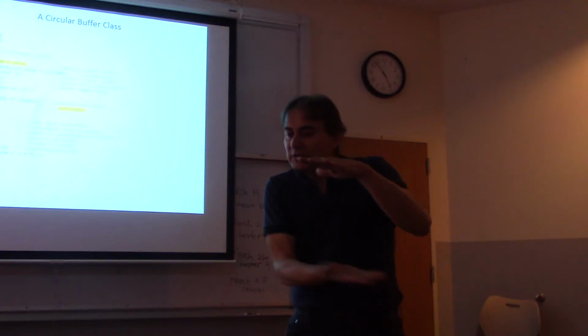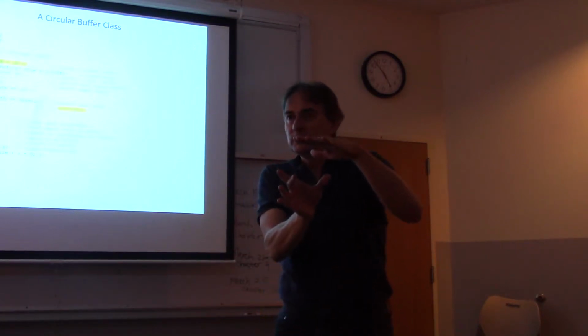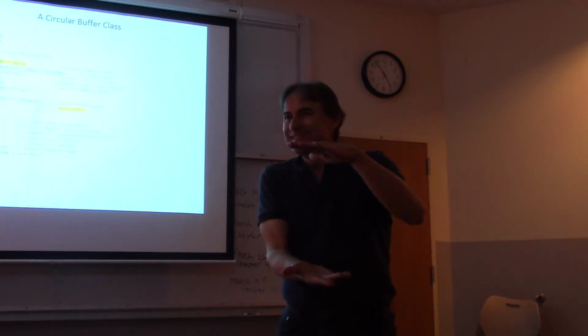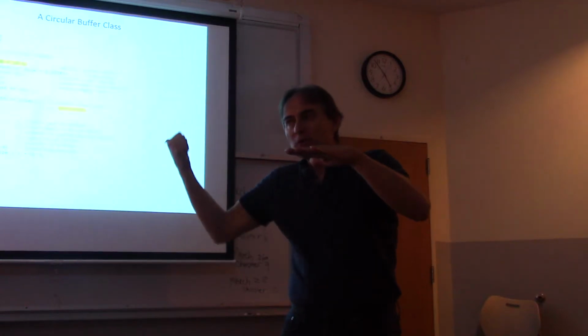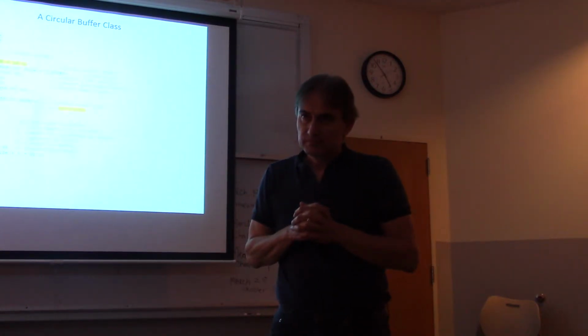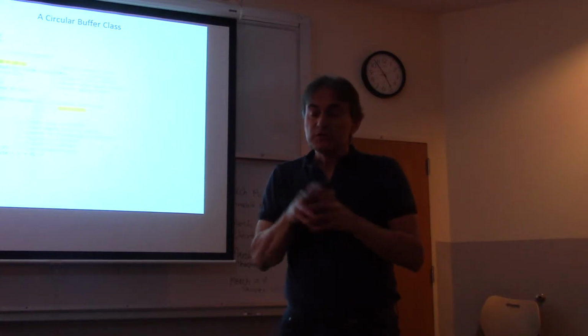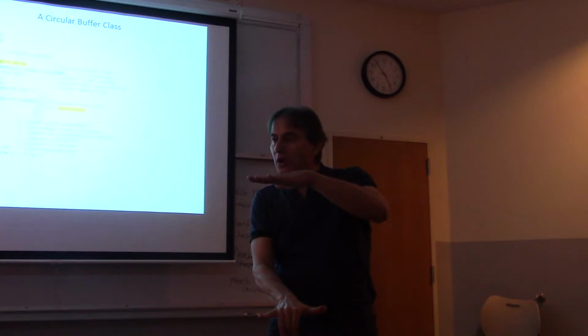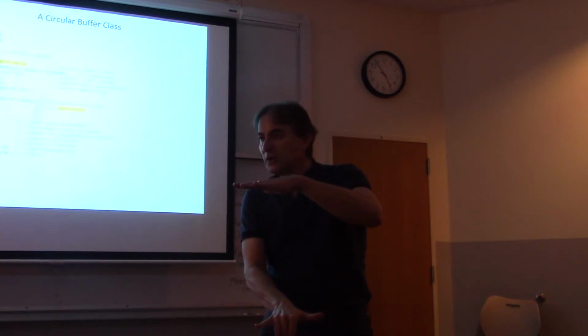When this method goes out, what happens to automatic variables? They get deallocated. When they get deallocated, automatic variables call their destructors. Does that make sense? So if the circular buffer is allocated automatically, the destructor is called automatically on function exit.